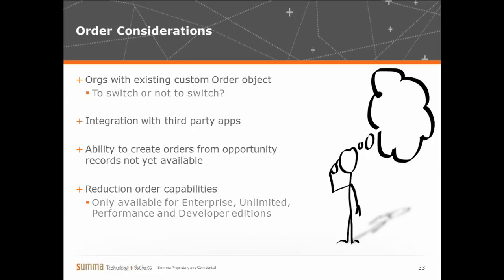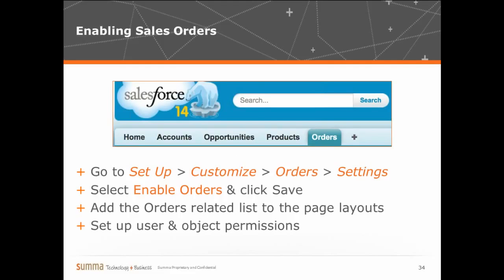Now, if you're thinking to yourself, orders is for me, here's how you enable the new object in your org. Go to your setup menu by clicking your name in the top right corner, click setup, scroll down and expand the customize section of setup and locate the orders object. Once in the orders section, click settings, and you'll see a couple of checkboxes to enable orders. Check the enable orders checkbox, and orders is all set and enabled in your org.